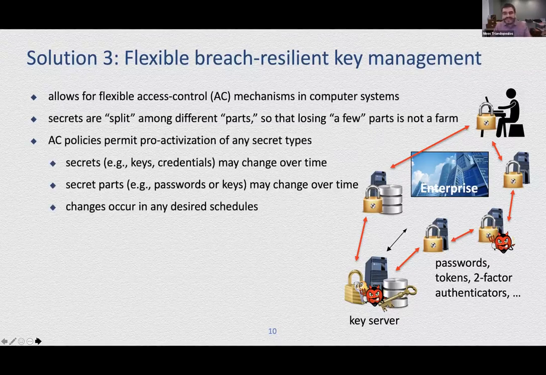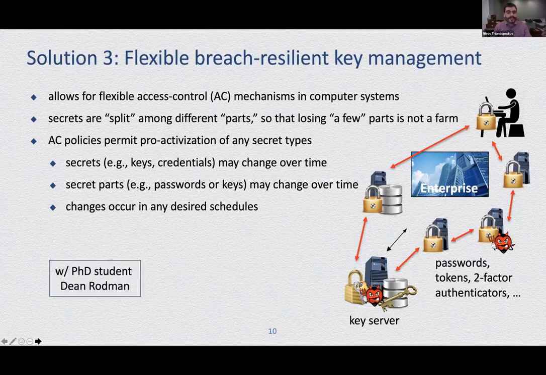This is the summary of the results. In the interest of time, I'll go at a very high level. The main idea here is that the secrets that are stored in a system change over time in very flexible schedules, such that even if parts of the system come under the control of the attacker, it's not the end of the game. So in other words, we have breach-resilient key management schemes. This work is done with my PhD student, Dean Rodman, another very exciting line of work.